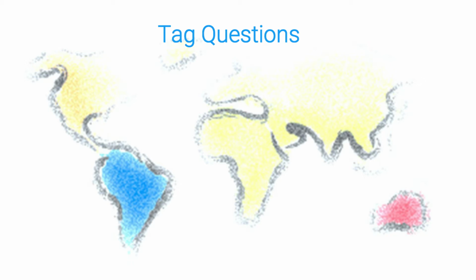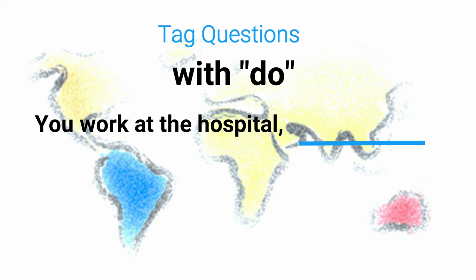Let's look at some tag questions that are not using the verb to be. They are using forms of the auxiliary do. Again, we need to always make sure we know who our subject is and what tense we're working with. For example, you work at the hospital. Remember, this is what I believe to be true, so I'm going to put my tag, don't you. Don't is negative because my declarative work was a verb in the positive form.